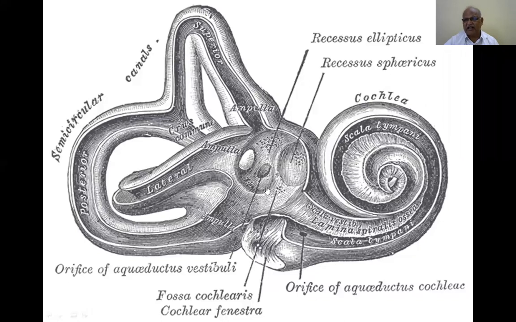I think I have given you a classification of recesses. The recesses are present not only here, they are also present in the abdomen. You can have the pelvic recess, you can have the peritoneal recess. So I think you might have recollected this from your previous anatomy classes on the abdomen.